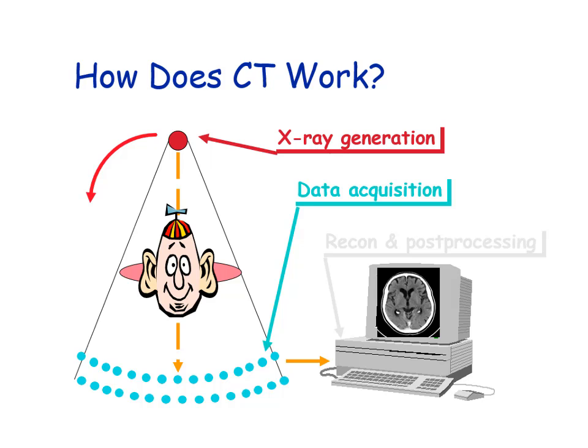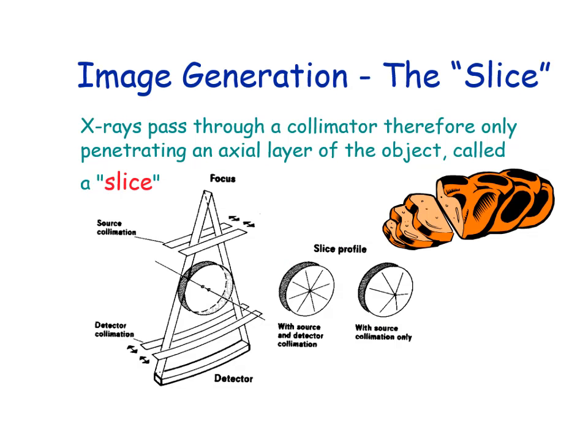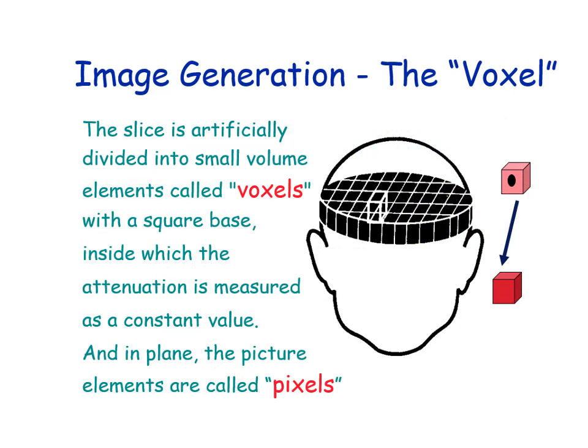X-ray generation. How does CT work? X-rays pass through a collimator, therefore only penetrating an axial layer of the object, called a slice. Image generation, the slice. The slice is artificially divided into small volume elements called voxels with a square base, inside which the attenuation is measured as a constant value. And in plane, the picture elements are called pixels.